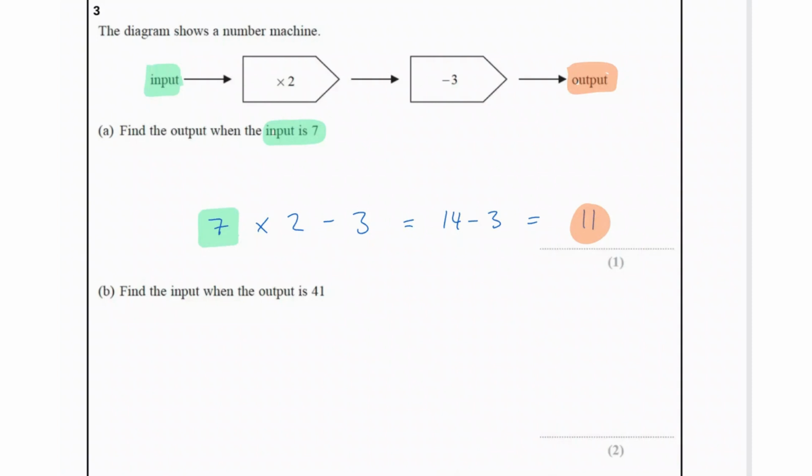And now we're told to figure out the input when the output is 41. So we have to go the opposite way. So we're going against the arrows. So we do the opposite of what's written there. So instead of taking away 3, we're going to add 3. Instead of multiplying by 2, we're going to divide by 2. And again, I'm just going to put those brackets in so that technically we're doing it correctly. So it's 41 add 3, 44. 44 divided by 2 is 22. And again, if you put that back through as the input, 22 times 2 is 44. 44 take away 3 is 41, so it would work.